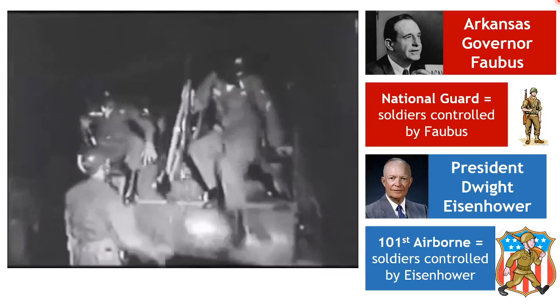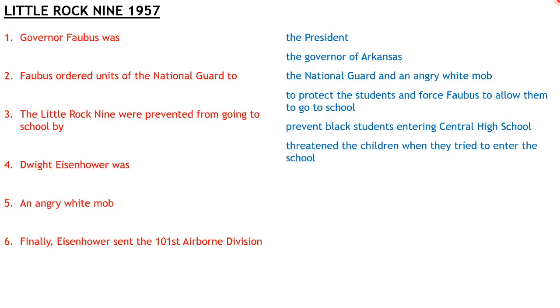Let's make sure before we go on that we've understood the story of the Little Rock Nine. So in your book, this is what I'd like you to do. There's six sentence starts here on the left-hand side in red. I'd like you to write those out and then match up the end of the sentence. It's been jumbled up for you there in blue, just like we did last lesson. So pause the video now and come back when you're done.